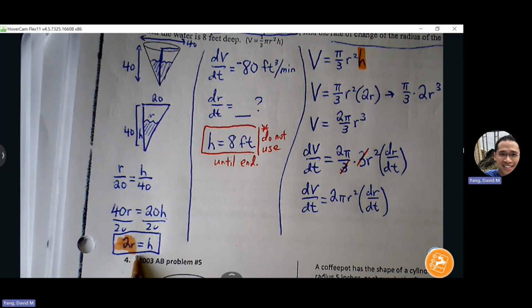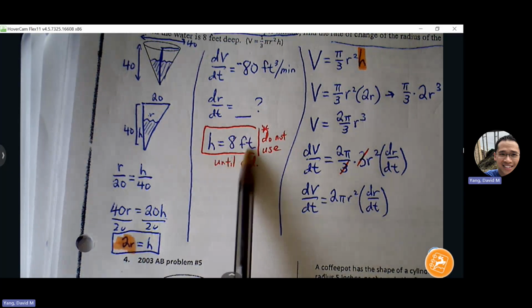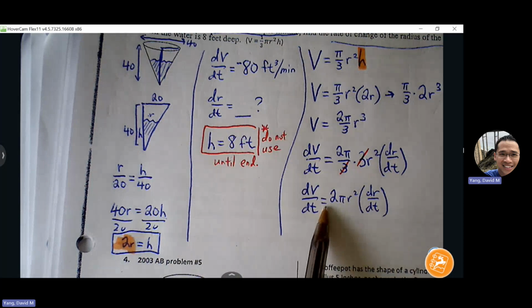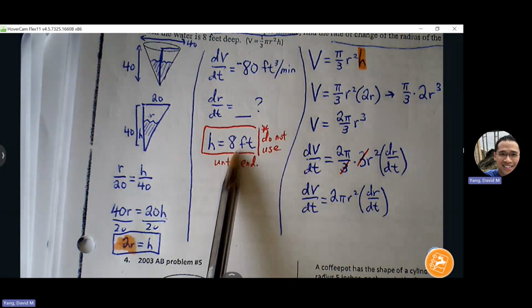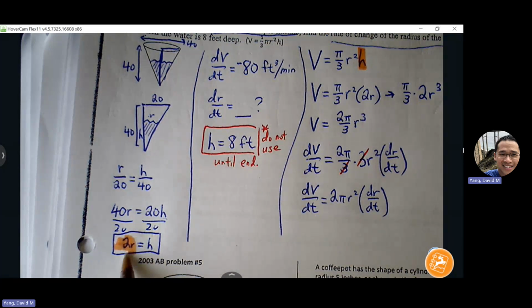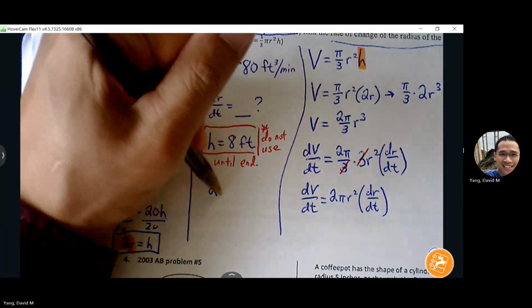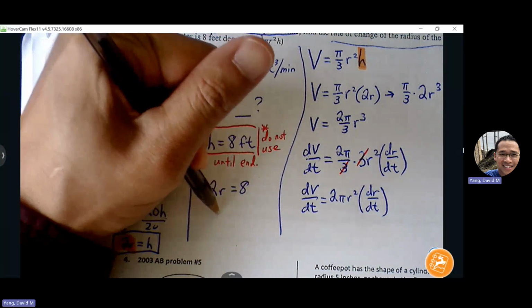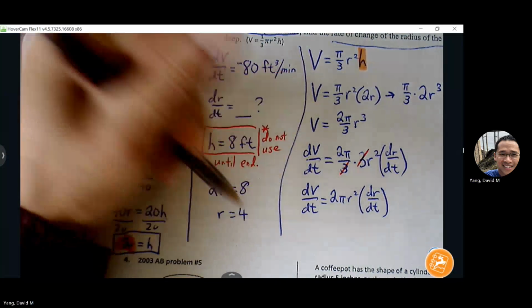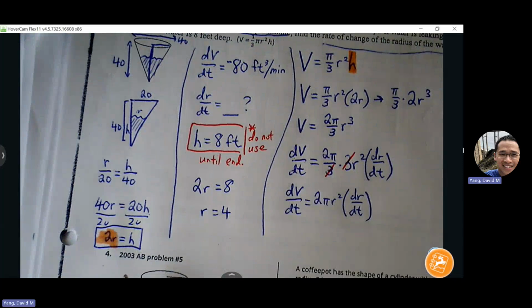2r equals h, right? So it doesn't quite give it to us directly, but we do have a pathway to get to the radius. So I can put 8 in for h and then solve for r. So what's r equal to? 4. Yeah, divide both sides by 2, r equals 4. So now I have everything that I need, right?